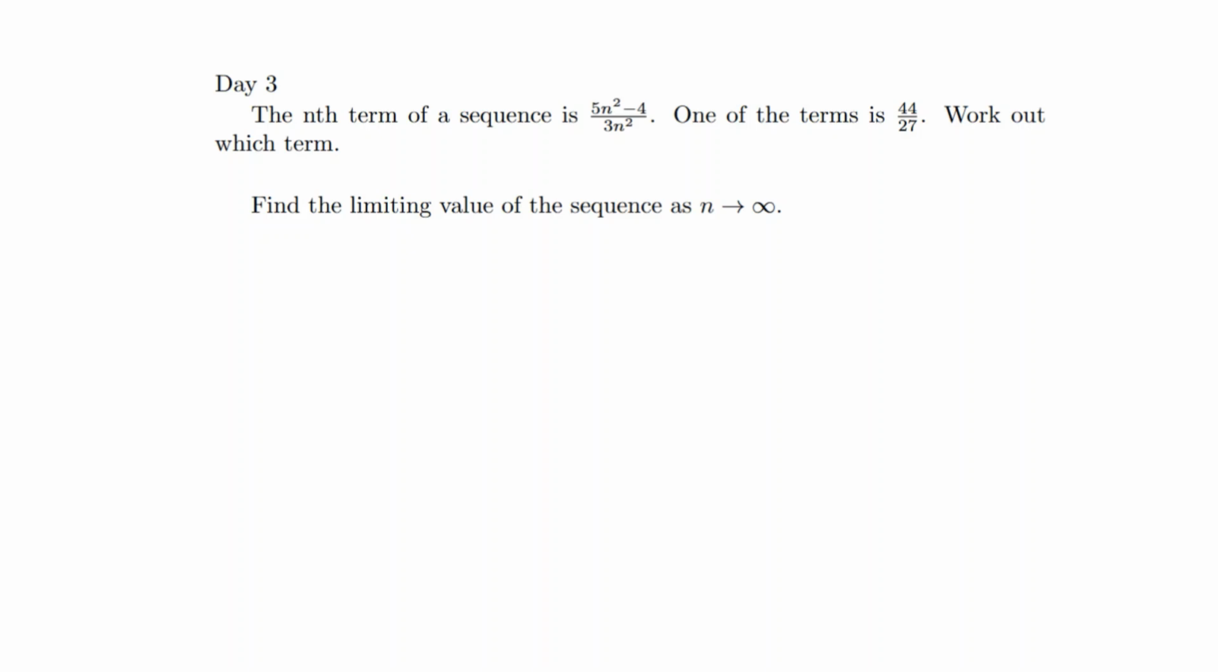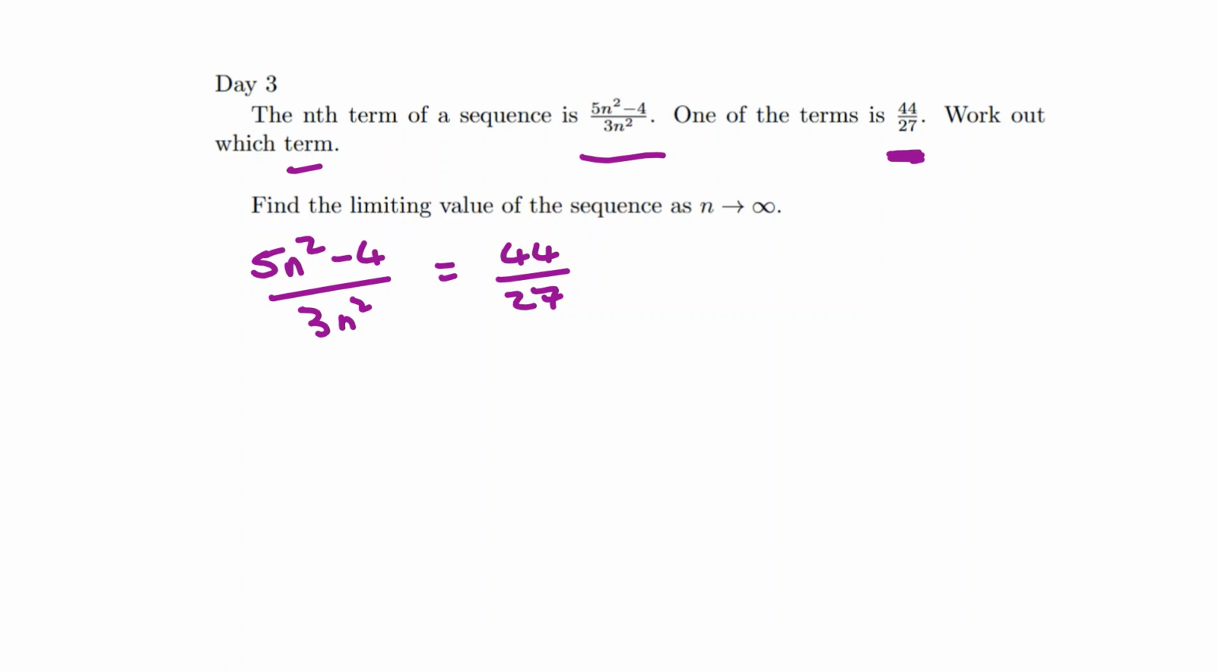So we're going to start by looking at the solution for day 3. We were given a sequence, (5n squared minus 4) all over 3n squared, and we're told that one of the terms is 44 over 27. We're asked to work out which term. So we're going to set ourselves up an equation, and then we're going to solve it to find n.